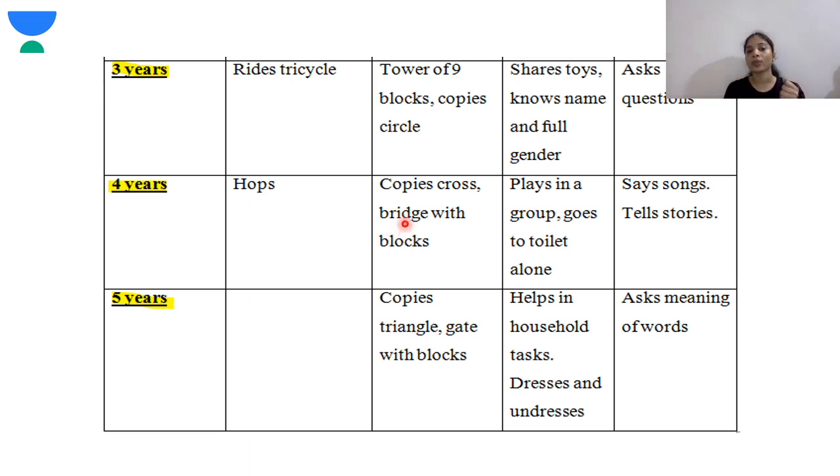At 4 years, the child hops and copies a cross. Now, all the tower of blocks is done. So now what? The child does a bridge of blocks. Plays in a group, goes to the toilet alone, says songs, tells stories. At 5 years, the child copies a triangle. Now, from the bridge, the child can make a gate with blocks.